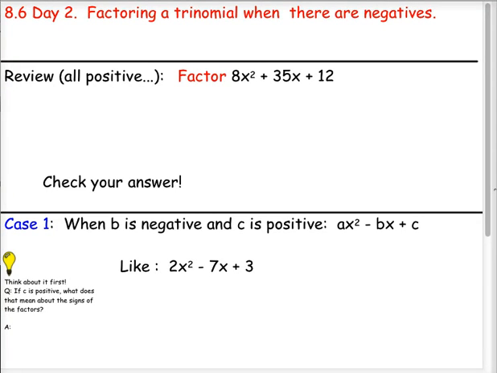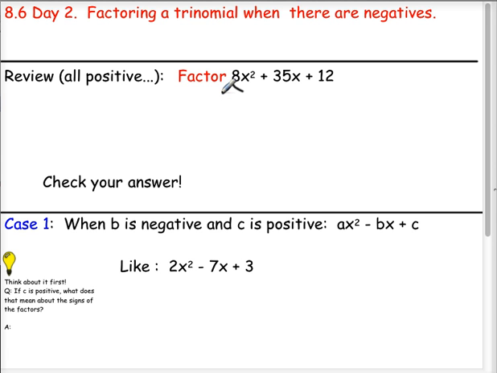We are continuing to factor trinomials when that a value is not 1. However, now we're going to progress where there can be some negative values in here. Now to begin, let's just recall what we were doing in the previous notes. So we're going to start with that review, factoring 8x squared plus 35x plus 12.